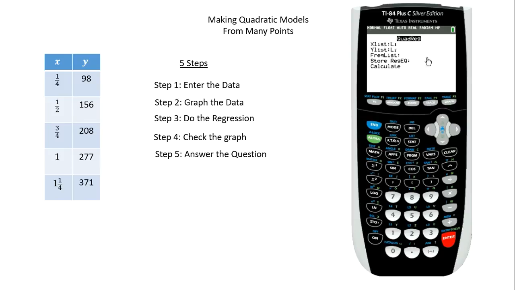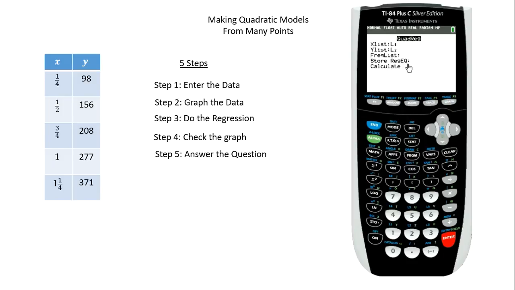The 84 is great because you get this menu. If you have an 83, an older model, it's just going to say quad reg, and you have to type L1, comma L2, comma Y1. It's not as user-friendly. I can help you with that individually if you need. But here we're putting in our lists. I have my data in list 1 and list 2. The frequency list, we don't need.